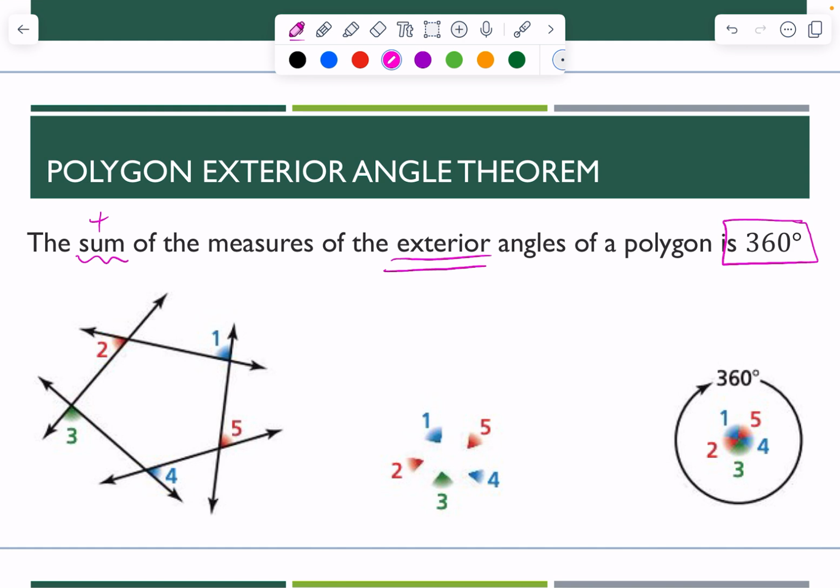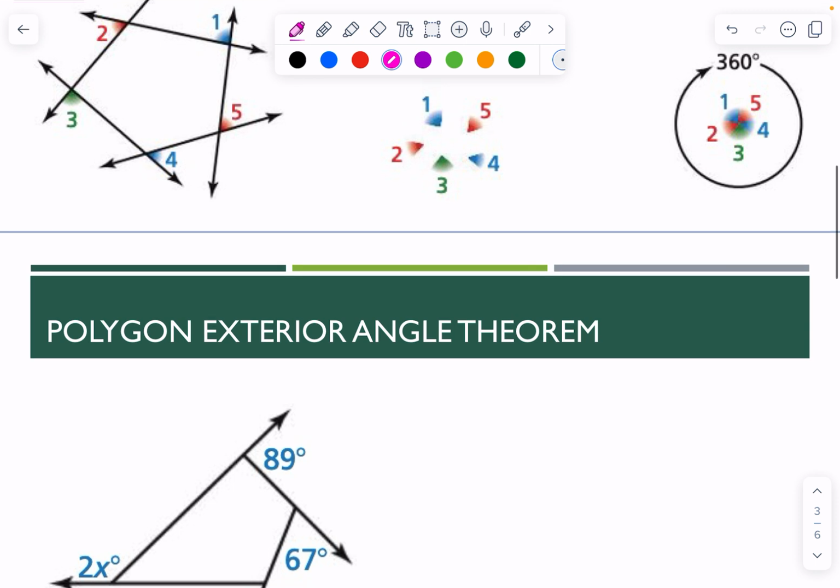So what we do is we literally take the exterior angles. Here I've represented 5 of them on the screen. If we take those and put them together, you'll notice that those 5 angles do indeed make a full circle. So when we look at that, that's what we're talking about. If you have exterior angles, all of them add up to 360 degrees.